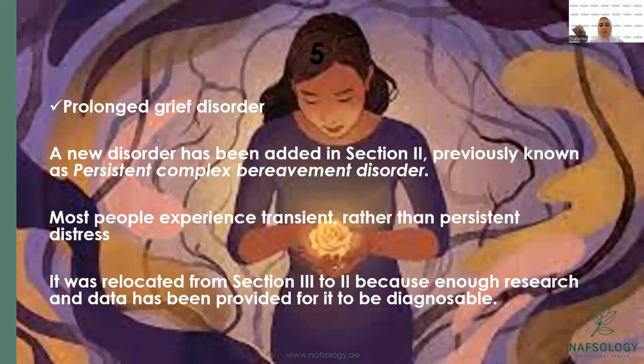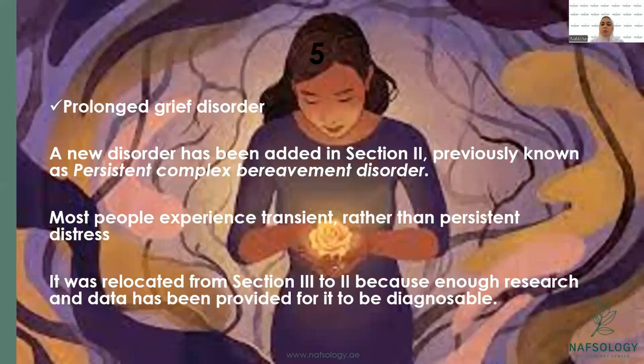So this was previously known as persistent complex bereavement disorder. It's in the second section of the DSM-5-TR, okay? Now, the reason the name changed is that, instead of persistent, they believe that grief is not persistent. Persistent is when you have those particular symptoms regularly, all the time. They're always there. You never ever are in a state where you don't feel a particular way. But in prolonged grief disorder, the symptoms are more transient.